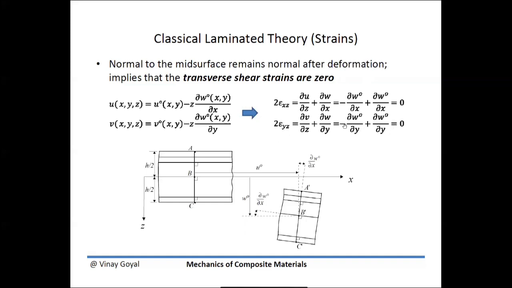What we see here is that the assumption we made tends to be a pretty good one, because we're able to show that with these assumptions we get the transverse shear strains equal to zero, which is an important assumption.